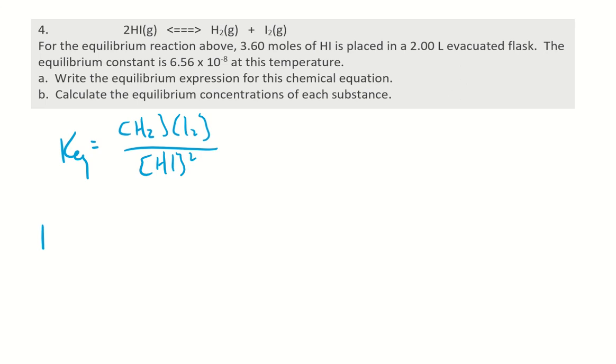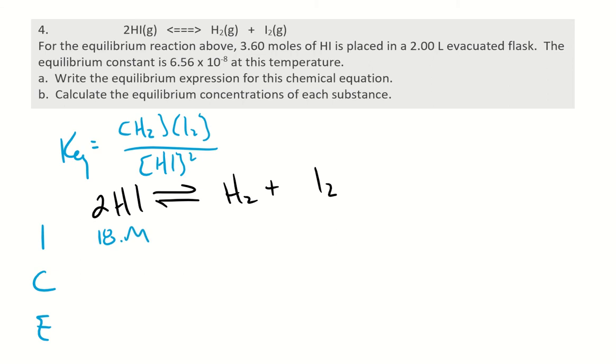Again, we have an initial, a change, and an equilibrium. Here our reaction is HI in equilibrium with H2 and I2. We have 3.6 moles in a 2-liter flask. So thinking about molarities as moles divided by liters, this will give us a 1.8 molar solution of HI. Excuse me, 1.8 molar, not 18 molar. And no H2 and no I2.